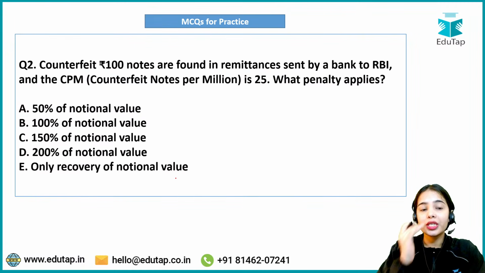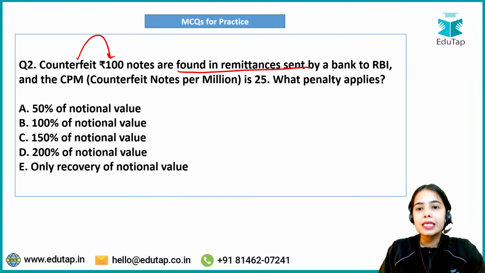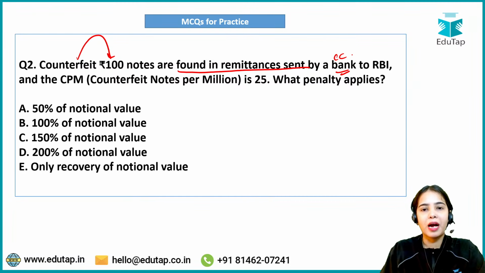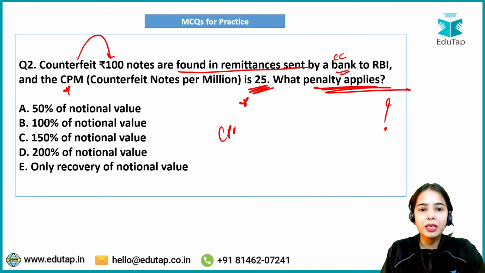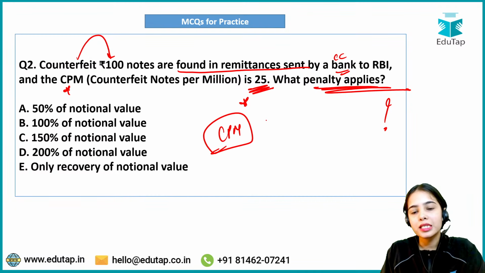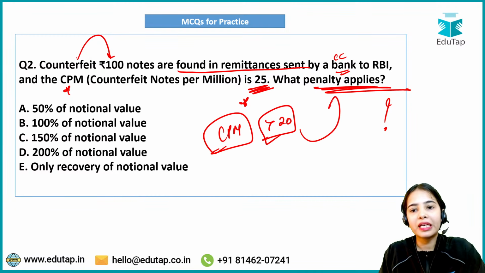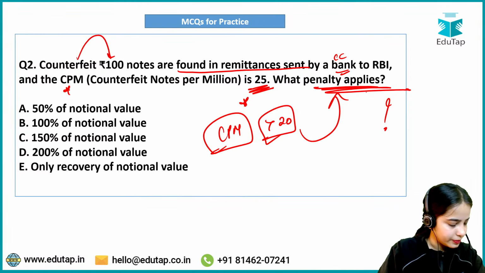Okay. Next question is regarding counterfeit 100 rupee notes found in remittances sent by a bank to RBI, sent by the currency chest bank branch to RBI, and the counterfeit notes per million is 25. What penalty applies? Okay. So here the counterfeit notes per million is more than 20. So what penalty will apply, that you have to tell.